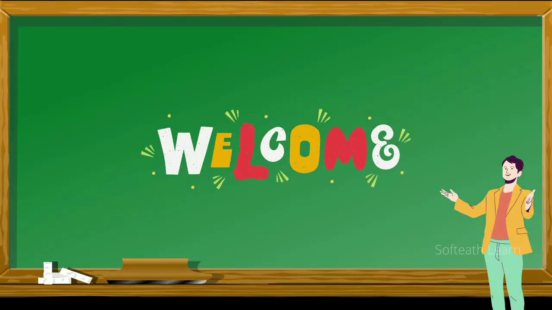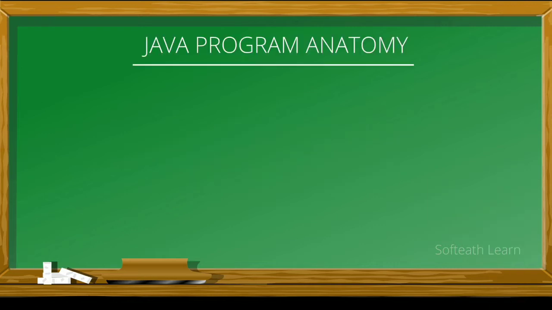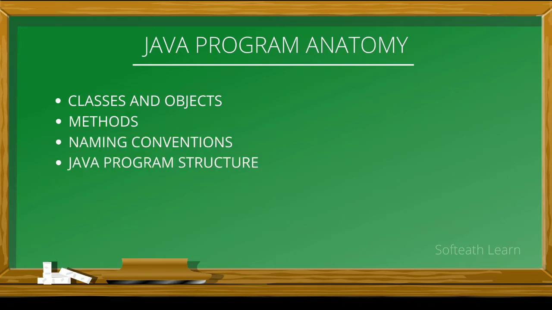In this lecture, we will talk about the Java program anatomy. So, we will see how a simple Java program looks like. We will discuss classes and objects briefly. Also talk about methods, naming conventions, Java program structures and packages.